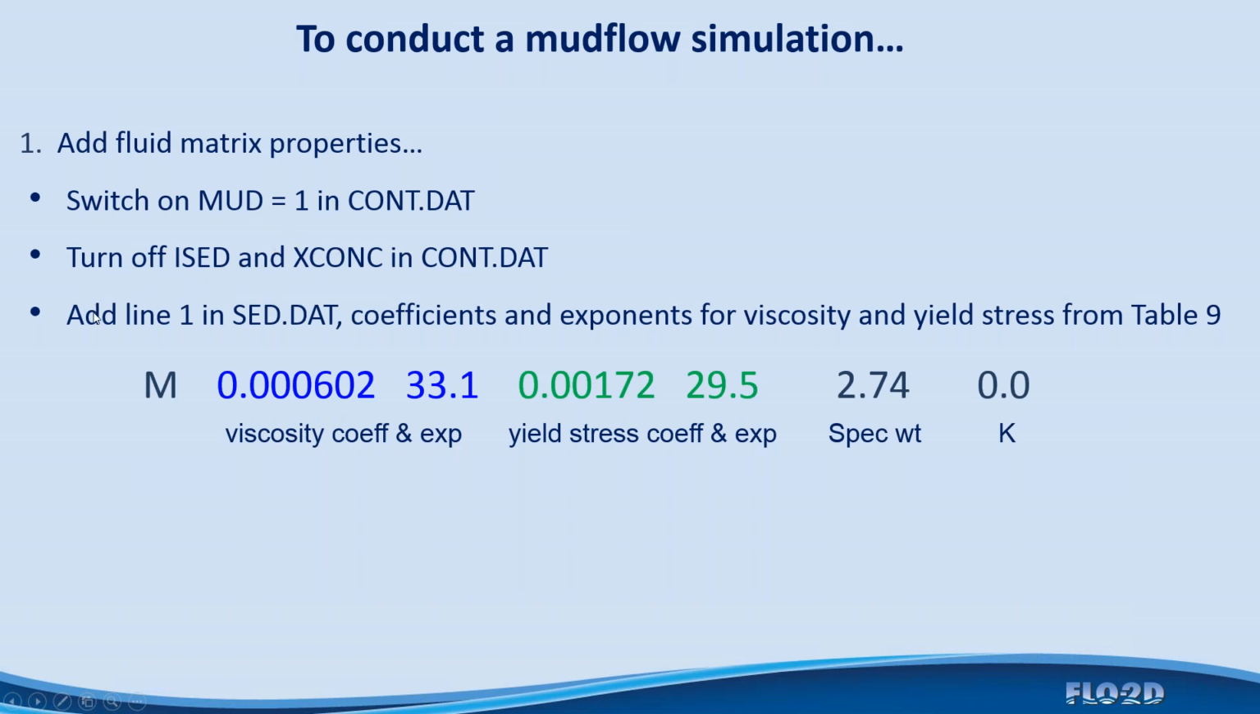But you turn both of these off in the cont.data file if you're going to model the mud flow event. Then you have to add one line in sed.data. And these are the coefficients and exponents for the viscosity and yield stress. So here's from that table, this is Glenwood number 4.